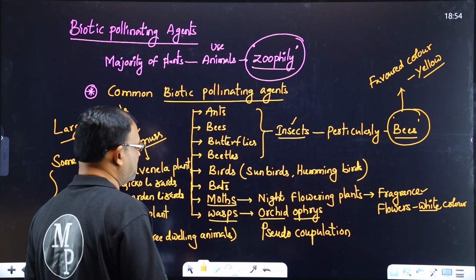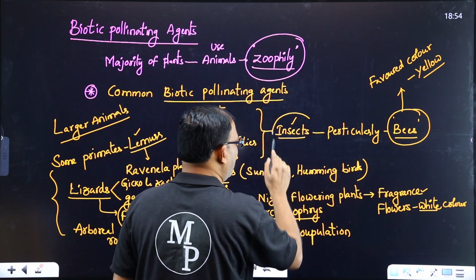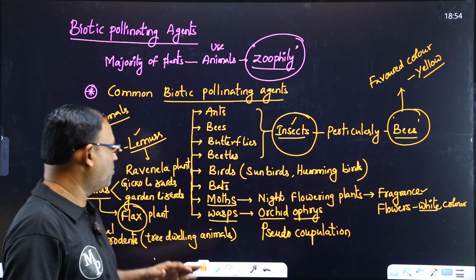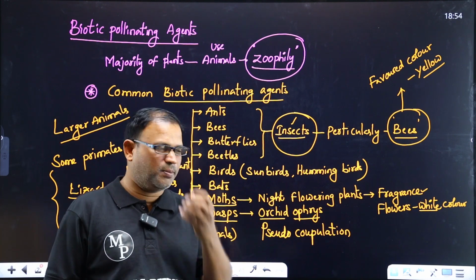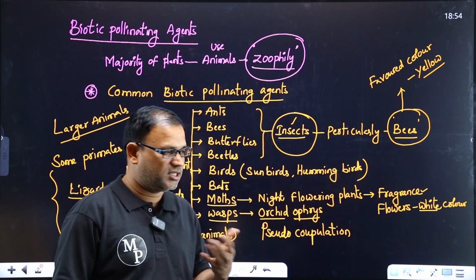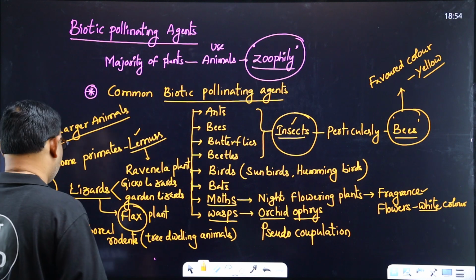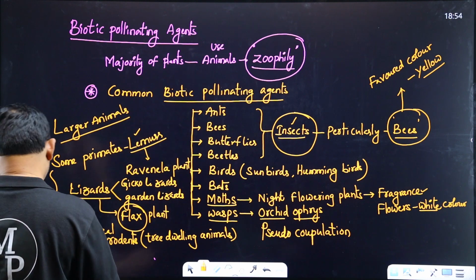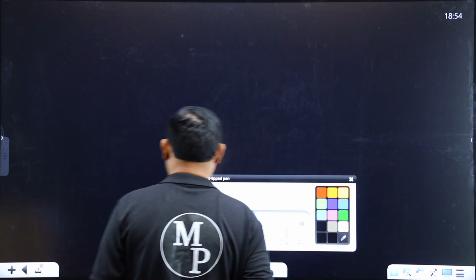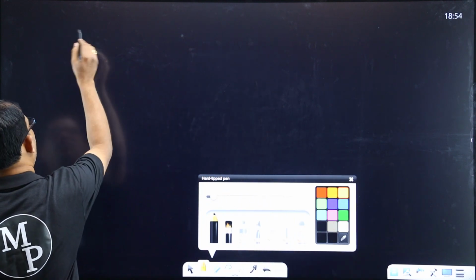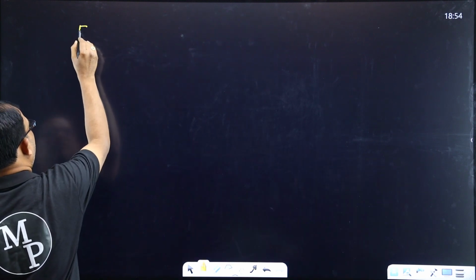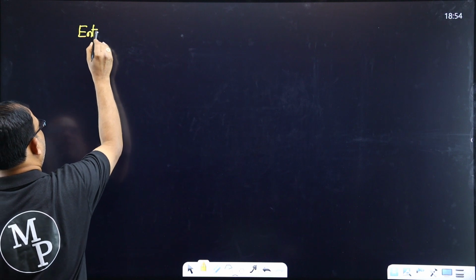In our syllabus, there is detailed information on insect pollination. After that briefing only, bird pollination, then bat pollination. Okay, right? We'll see now. First one, insect pollination. Pollination occurs through insects. The method is called entomophily.